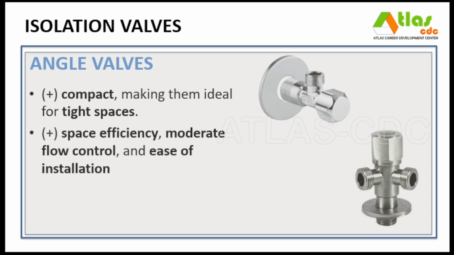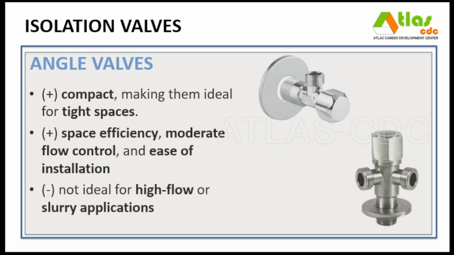Their advantages include space efficiency, moderate flow control, and ease of installation in corner pipe runs. However, they can cause a higher pressure drop than straight-through valves and are not ideal for high-flow or slurry applications. Typical uses include residential water supply lines, toilet and faucet shutoffs, and HVAC systems, where directional change and control are needed in a compact design.